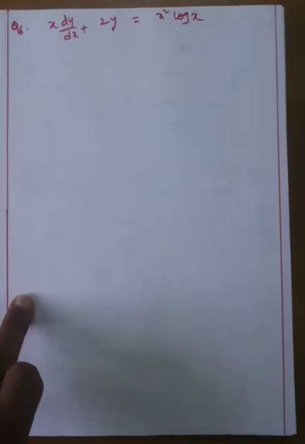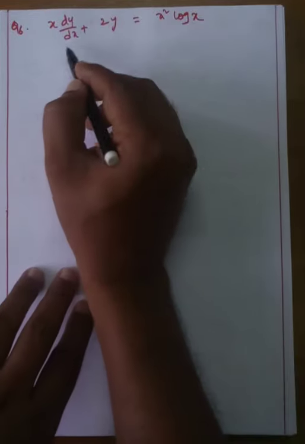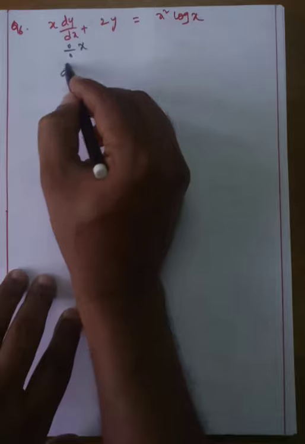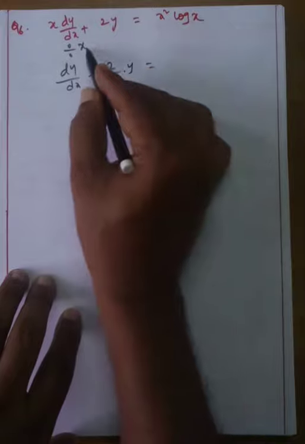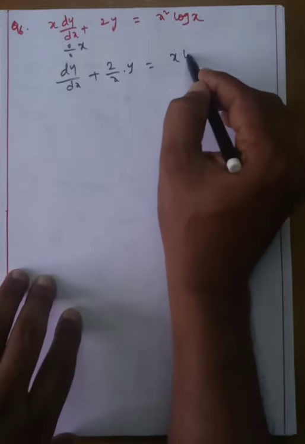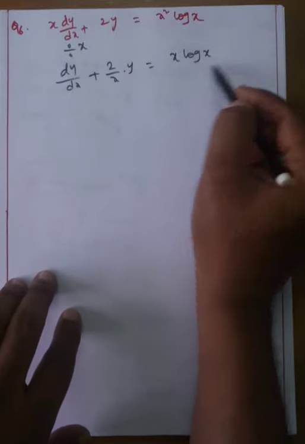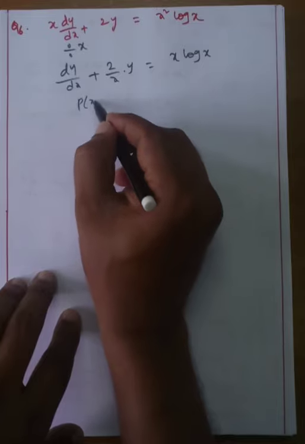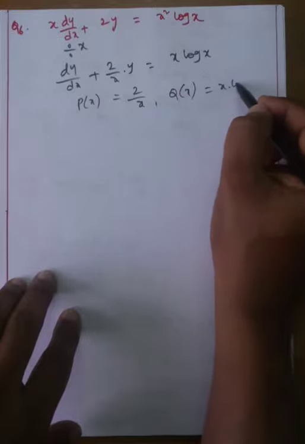Yes. Okay, my dear students, what happened here? x into dy by dx plus 2y equal to x log x. Already explained, our formula is dy by dx plus p of x into y. Here x is multiplied, so the coefficient of dy by dx must be 1. Divide both sides by x. Now dy by dx plus 2 by x into y equals x log x. Here p of x is equal to 2 by x, and q of x is equal to x log x.